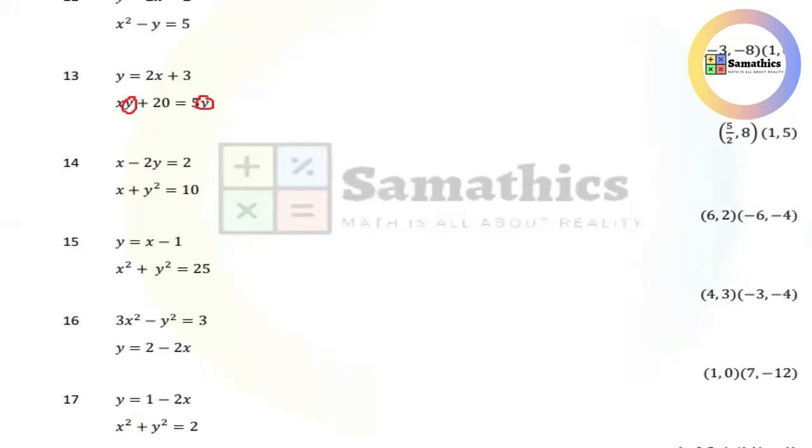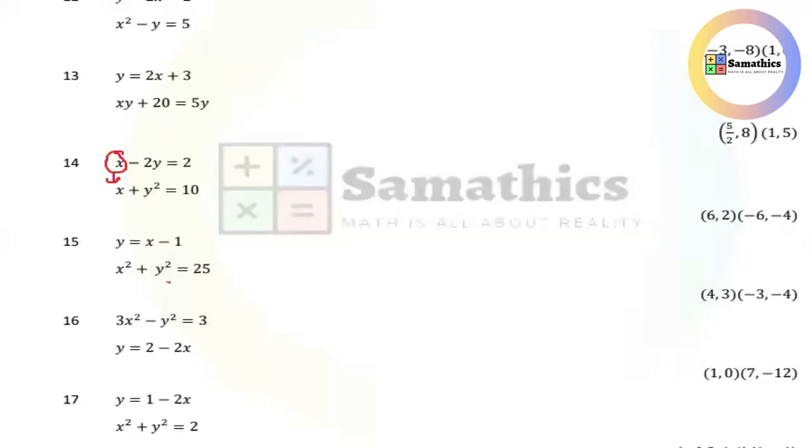Then in this one, x minus 2y is equal to 2. You can make x the subject and you can substitute over here. It is easy to solve. Same as here, in this you can make y the subject.